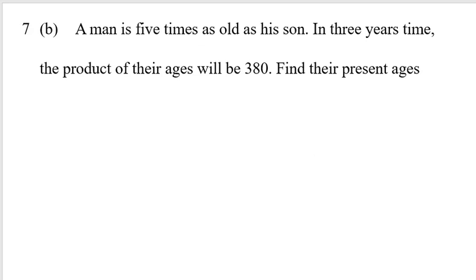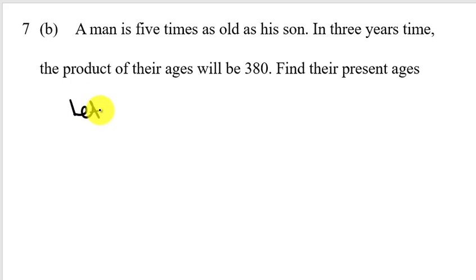For 7B, a man is 5 times as old as his son. In 3 years' time, the product of their ages will be 380. Find their present ages. The question wants us to find the present ages of the father and the son. So before you move on, you have to do some representations. So the first thing, their present ages. Use something to represent them.